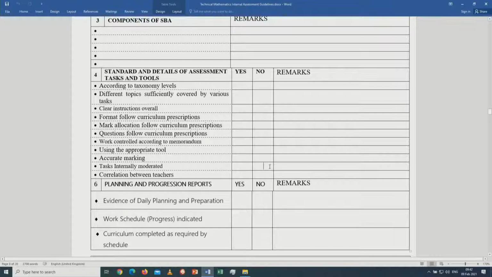How will I know that it is not moderated? It is not signed by the HOD to say that it has been moderated. There is no report that says it has been moderated. And if there is a report, if there is evidence, then it will be indicated, and the remarks will be indicated.